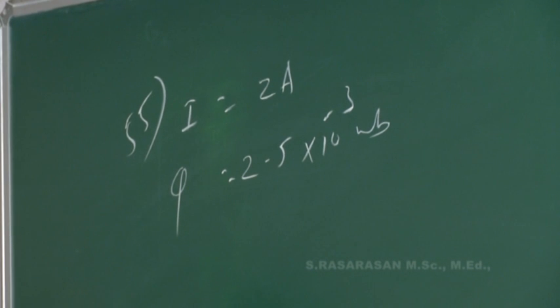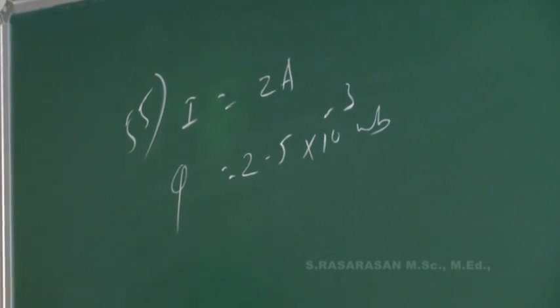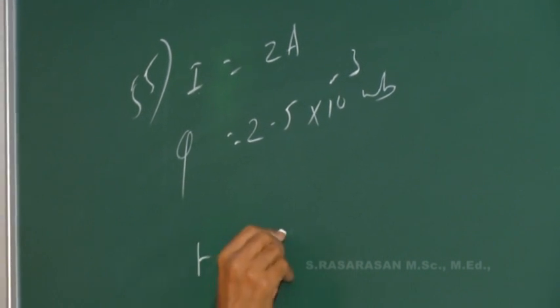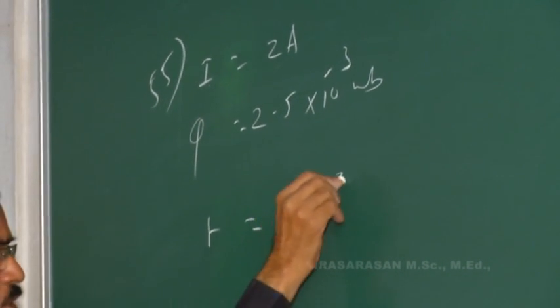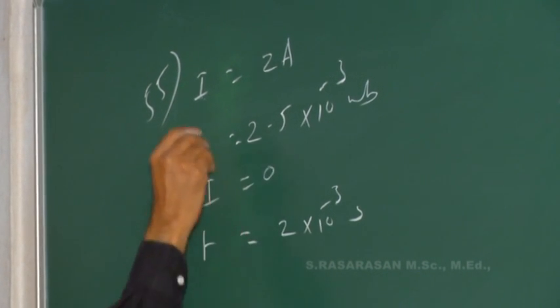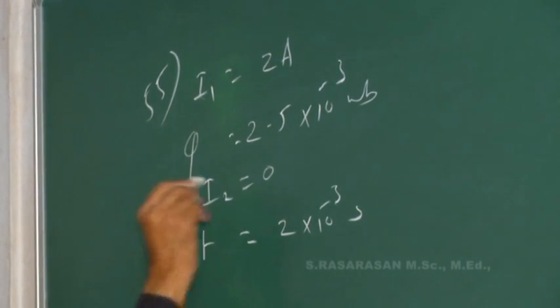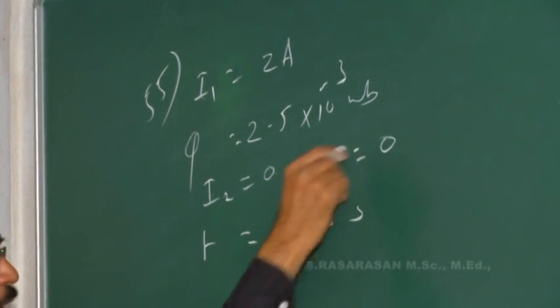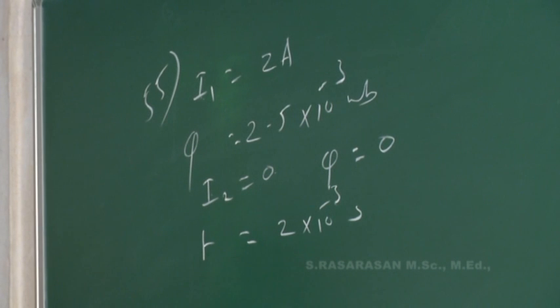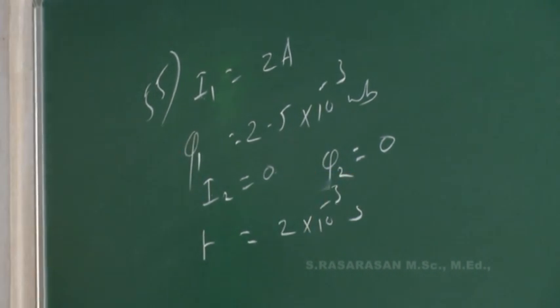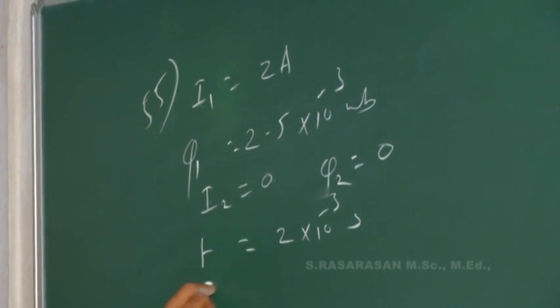When the current is switched off in 2 milliseconds, milli is 10 power minus 3. Current is switched off, I becomes 0. So this is I1 and this is I2. Now current is 0, magnetic flux also comes to 0. No current, no magnetic flux. So this is 1, this is 2. So two currents, corresponding flux, time, what is the EMF induced?